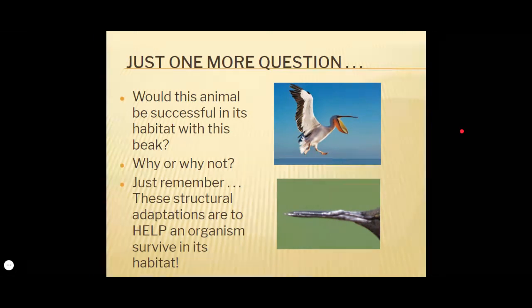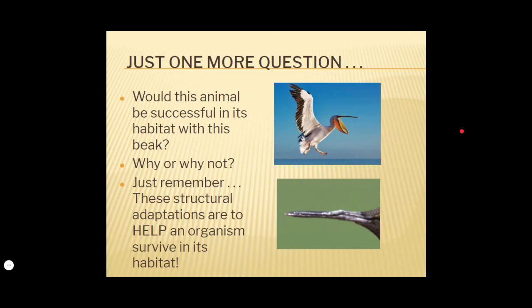So our pelican's structural adaptation helps it survive because it allows the pelican to scoop water and scoop up those fish. I'm sure you've seen Finding Nemo. We have an example there of a pelican and how they use that beak to scoop up water and scoop up fish. Hummingbirds, on the other hand, use their very small, thin, pointed beak to get to the nectar in flowers.